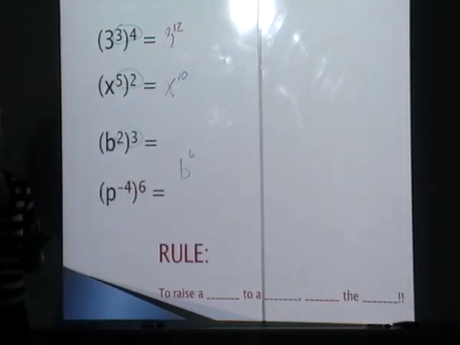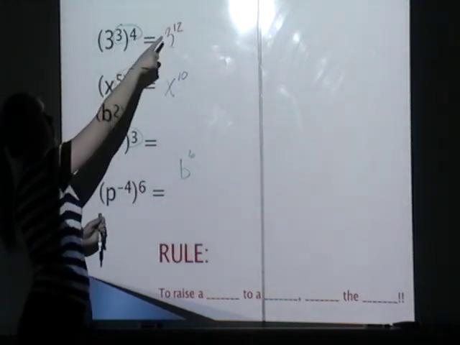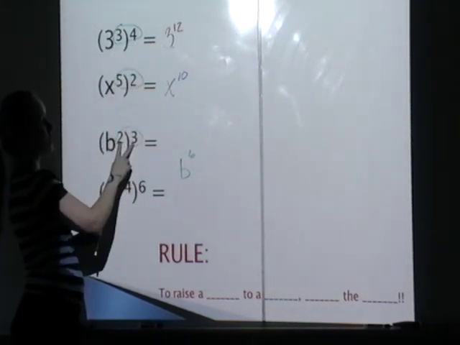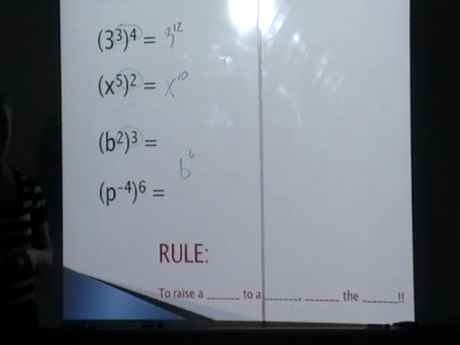Now you might be recognizing a pattern right now. What can we really do with those exponents? Well, if I take 3 times 4, I get 12. 5 times 2, I get 10. 2 times 3, I get 6. I'm really just multiplying the exponents.